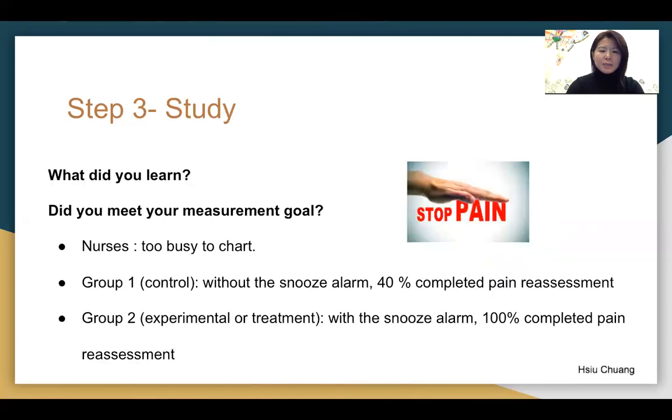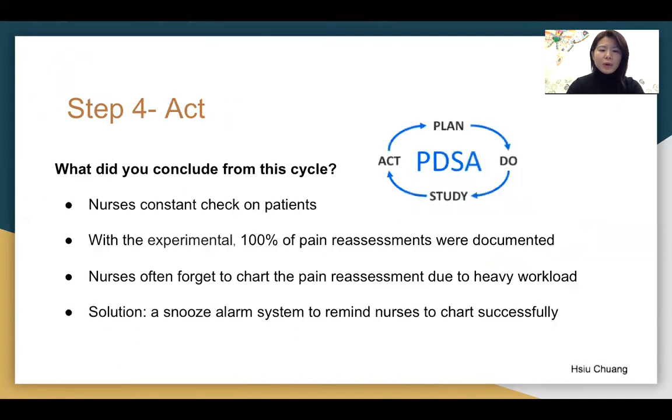Step 3, study. I learned from this project that nurses are really too busy to chart everything they do for the patients. I compared 2 groups, control and treatment groups. The control group shows that without the snooze alarm, 40% of pain reassessments were documented in the electronic charting. In the experimental or treatment group with the snooze alarm, 100% of pain reassessments were completed and documented in the electronic charting.